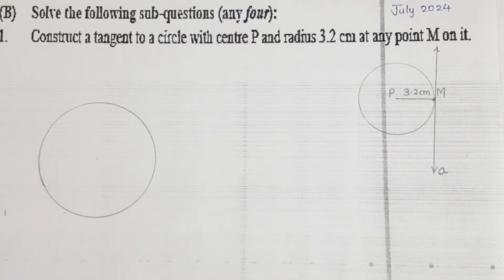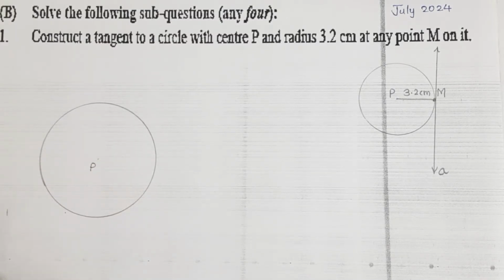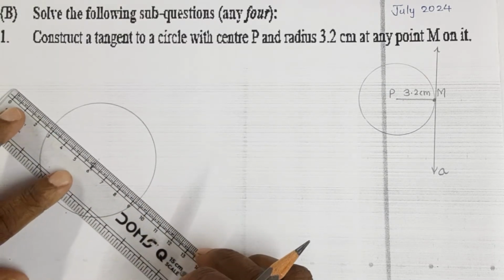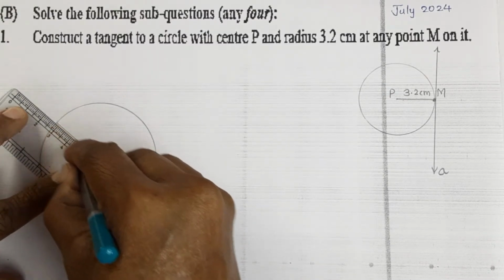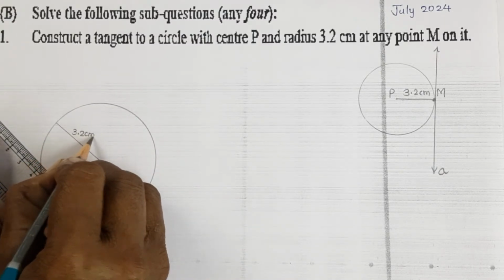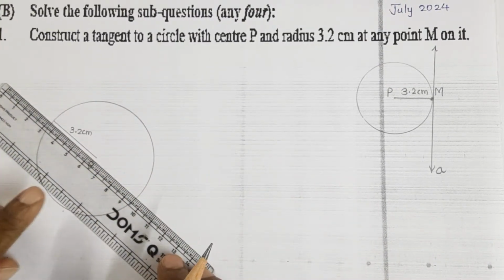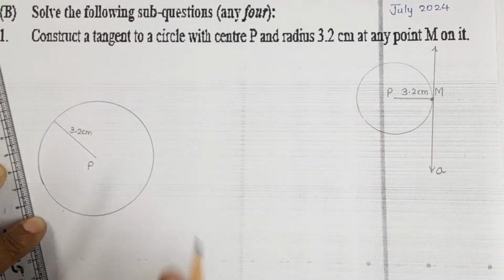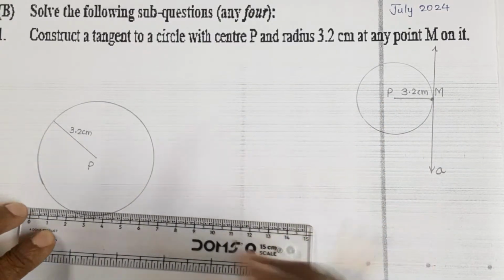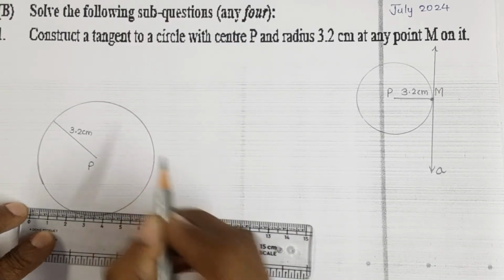Then here, students, I write down the name. Here is center P, then radius 3.2, students. So I write here radius 3.2 centimeter. Okay, and then students, at any point M on it. Okay, suppose this is the point M here on this circle.